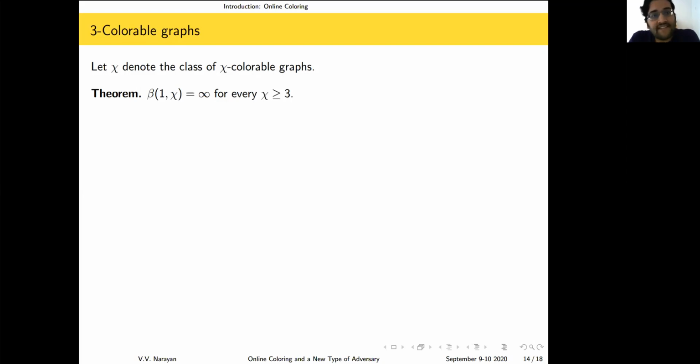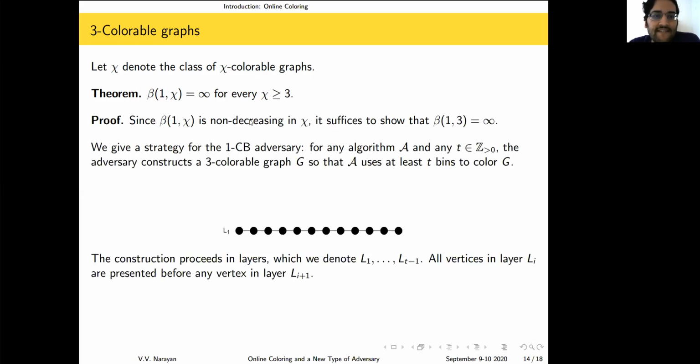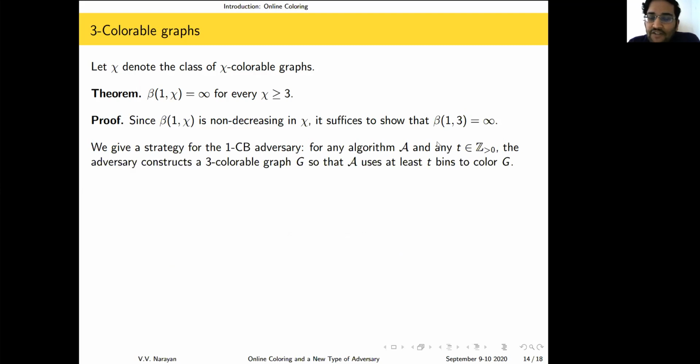Surprisingly, when we take this small step from bipartite to three-colorable graphs, there's a very sharp contrast. Even with a single connected component, beta 1 chi is infinity for every chi at least 3. So an adversary can force any algorithm to use arbitrarily many bins while producing just a three-colorable graph with a single connected component. So our strategy for proving this is: for any algorithm A and any integer T, the adversary constructs a three-colorable graph G so that the algorithm A uses at least T bins to color G.